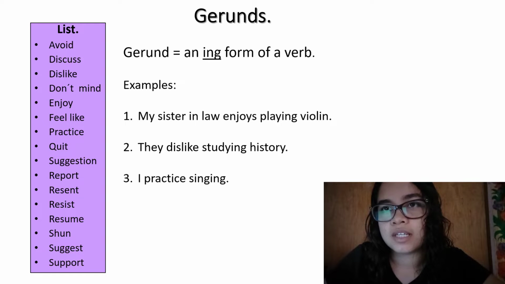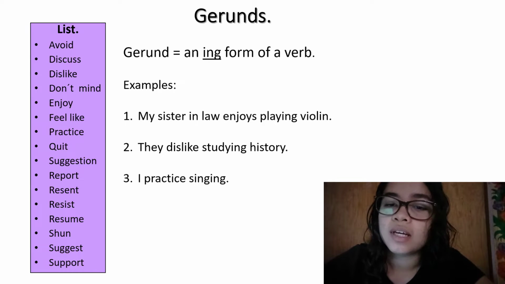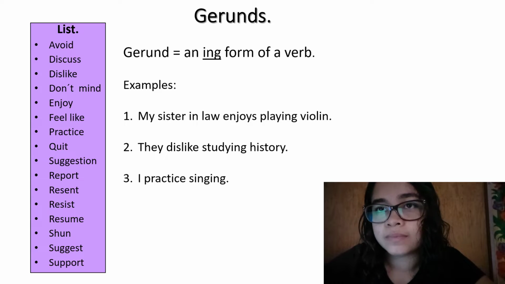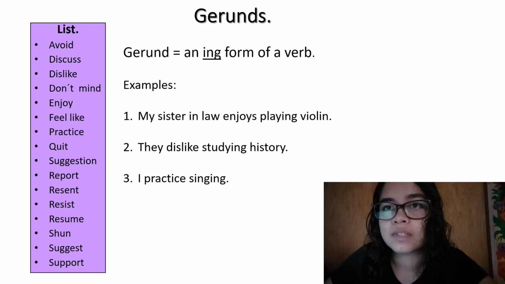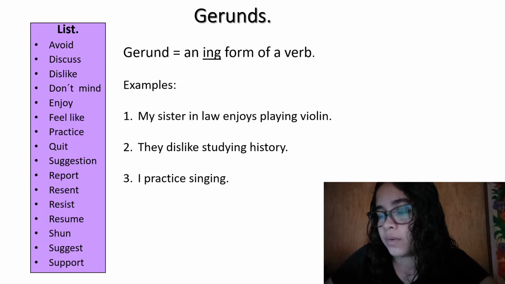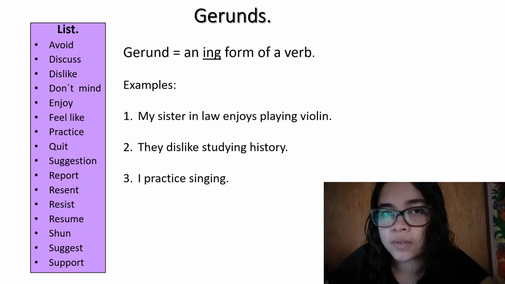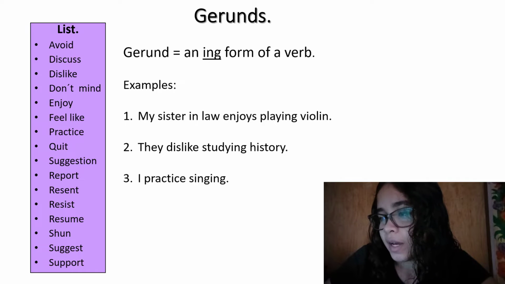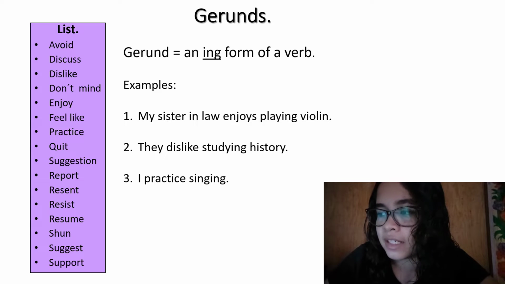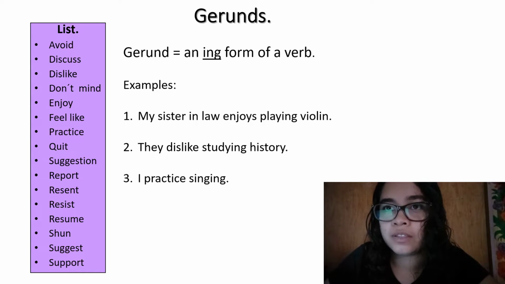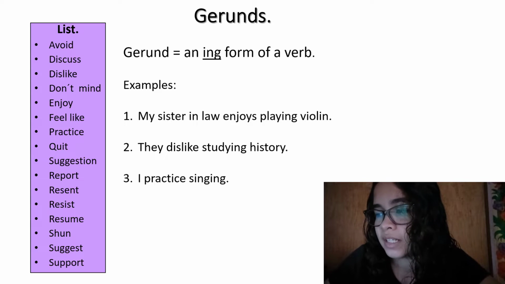A gerund is used when a verb is being used in a particular way, as a noun or a subject. And we have a list of verbs that we can use before the gerund. We have avoid, discuss, dislike, mind, enjoy, and so on. A gerund is an ing form. So, for example, my sister-in-law enjoys playing violin. The gerund is playing, and the verb that we use before it is enjoys.